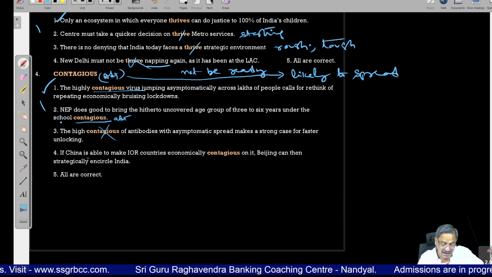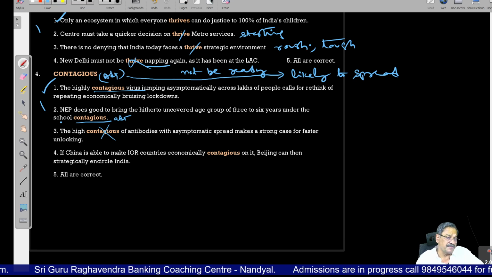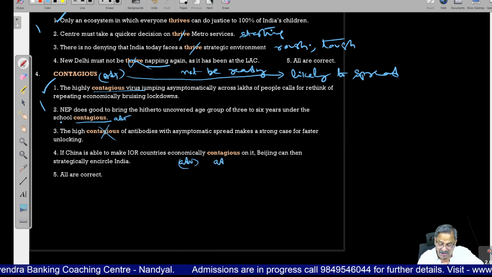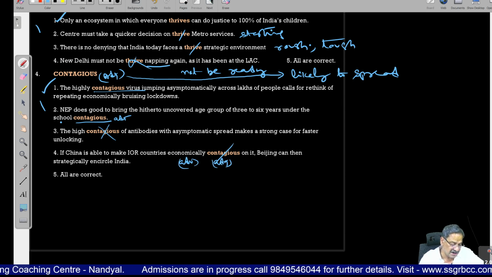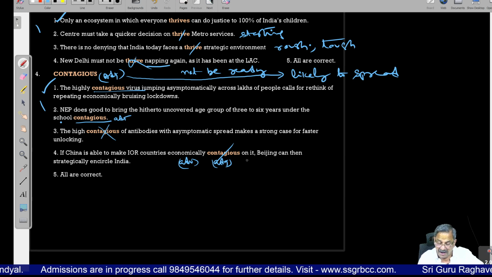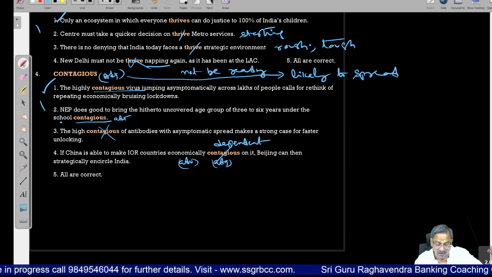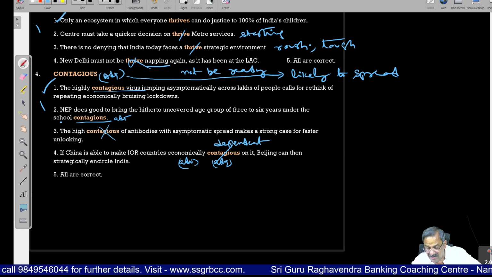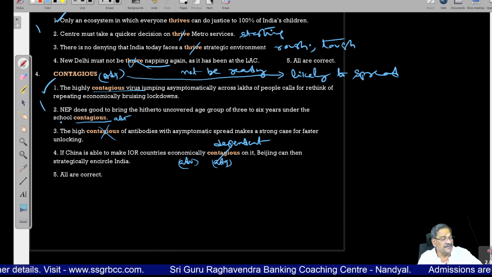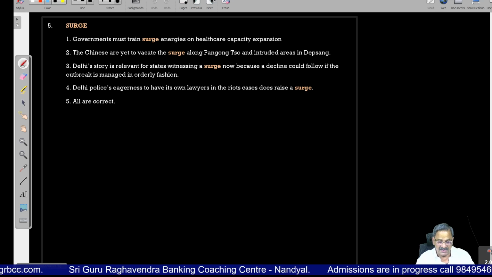Here, if China is able to make IOR countries economically contagious, economically is an adverb, contagious is an adjective, but economically contagious is not correct. See, economically, on ఉంది కాబట్టి dependent. So if China is able to make IOR countries economically dependent on it, Beijing can then strategically encircle India. So as per the meaning and as per the word order, we can decide the fate of this exercise.